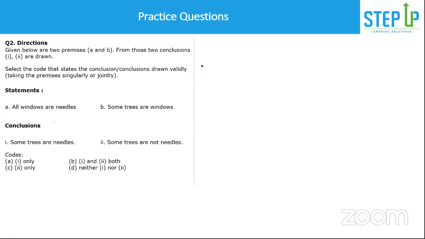See guys, how we will do this question is, it says all windows are needles. So again, it's a universal affirmative kind of statement. I know how many diagrams are possible. 2 diagrams are possible. So I will say all windows are needles. The second diagram possible with this one is windows are needles. I can say W and N.